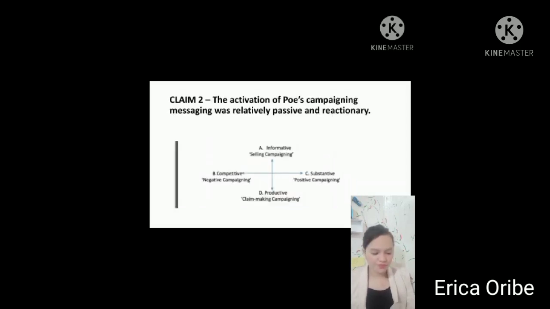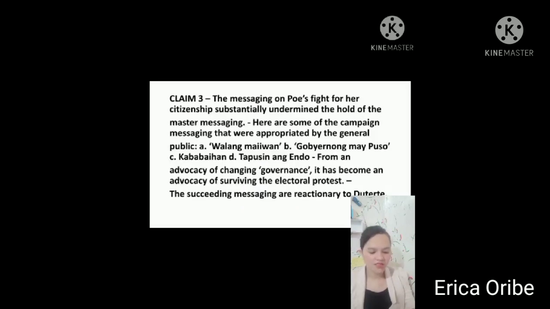So in claim 2, the typology is that the activation of poll campaigning messaging was relatively passive and reactionary. So the inability to have simultaneous activations of campaign messaging has rendered the campaign helpless against the assertion of message of other candidates. The focus on informative campaigning can be seen as a mere reaction to, first, the disqualification case filed against her, and second, to the emerging popularity of Duterte.